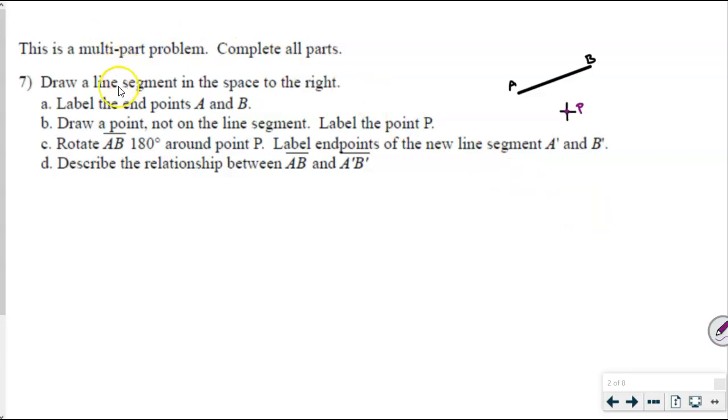Multi-step problem. Draw a line segment in the space to the right. I drew the line segment and I labeled it AB. Okay. Draw a point not on the line segment. We're going to label that point P. Here's my point not on the line segment, P. Says we're going to rotate AB 180 degrees around point P. Remember, P is not on the line. When I do that rotation, you'll need tracing paper. I'm just going to do it quickly on my own. There's 180 degrees. There we go. And I just have to get into place.